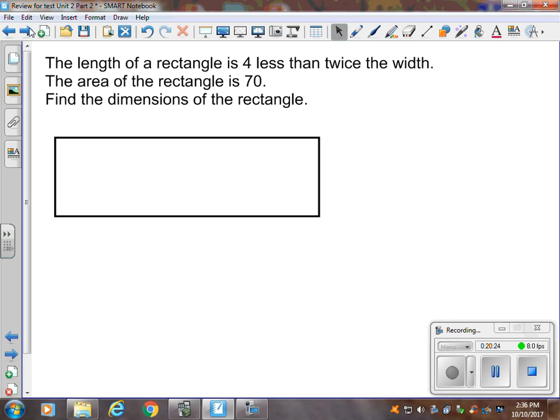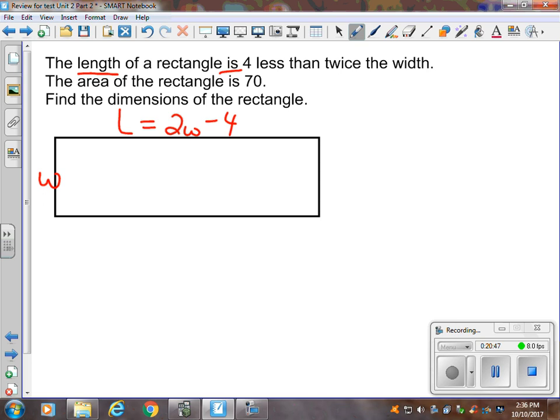Well, length of a rectangle is, what do I write for that much? Subject's length, the verb is, what do I write for that? L equals 4 less. How do you make something 4 less? Subtract 4. How do you make something twice the width? 2W. What's this side then?